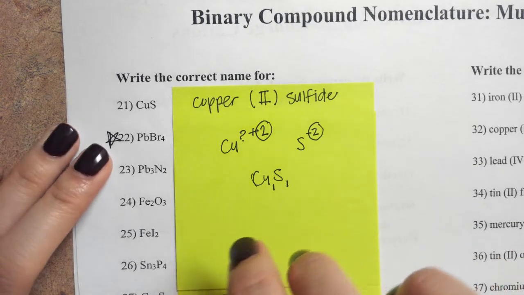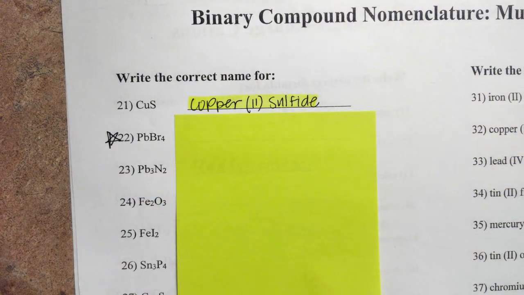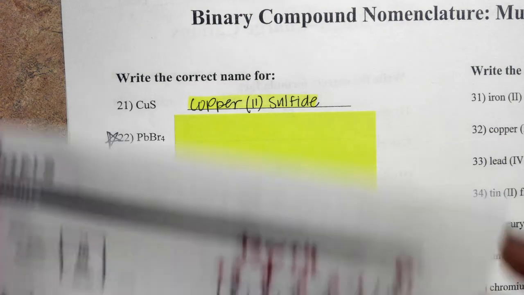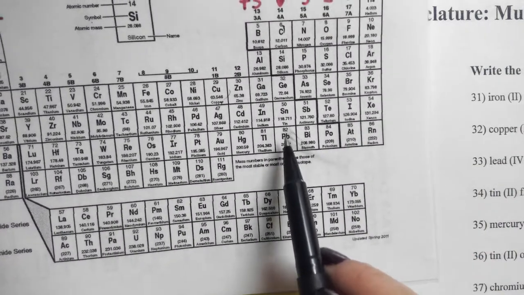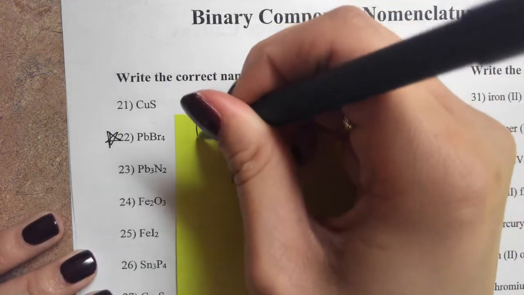We're going to go ahead and try number 22 real quick. So copper(II) sulfide is our answer. Number 22, we have PbBr4. Looking at our periodic table, Pb is located somewhere right here. Based off where it's located, we know it is lead. So we're going to go ahead and write lead.